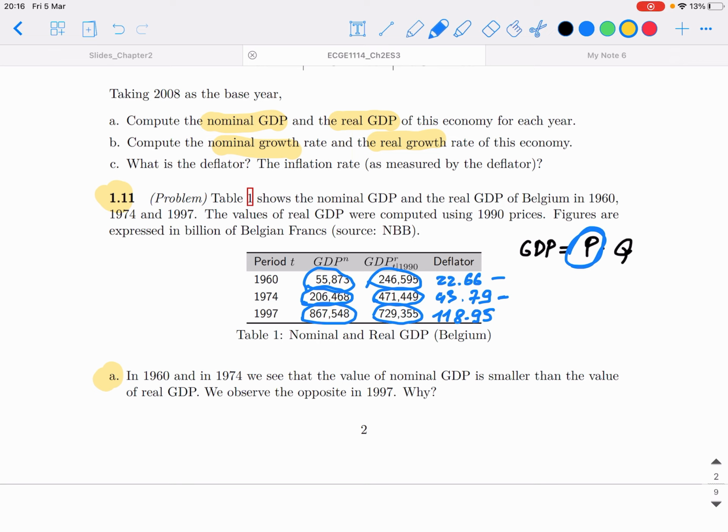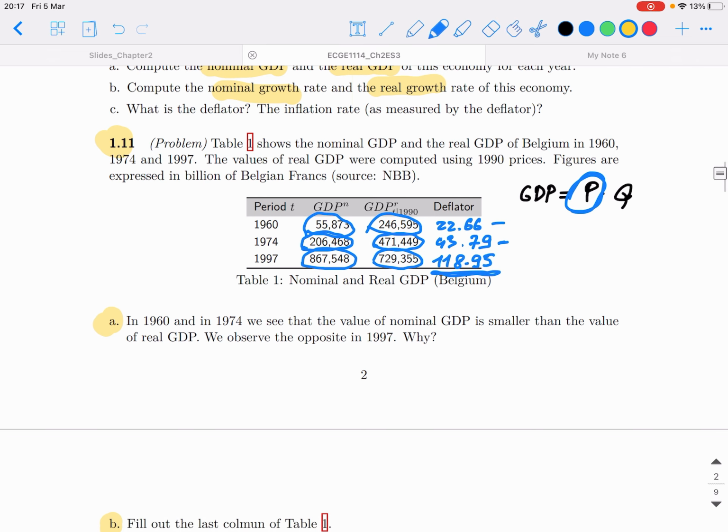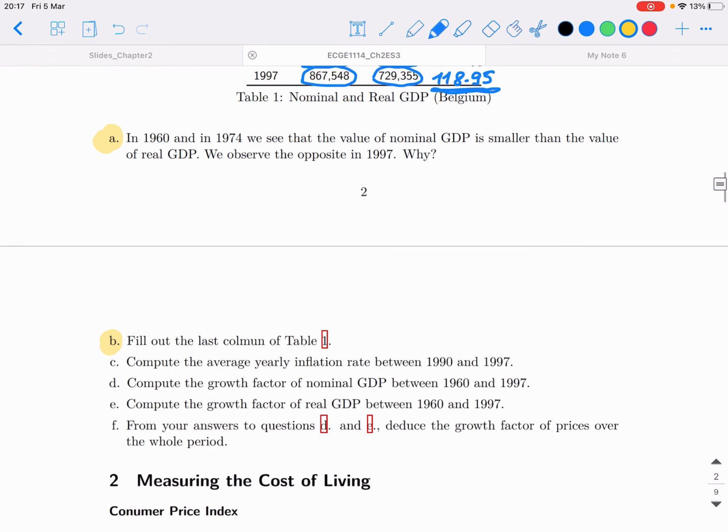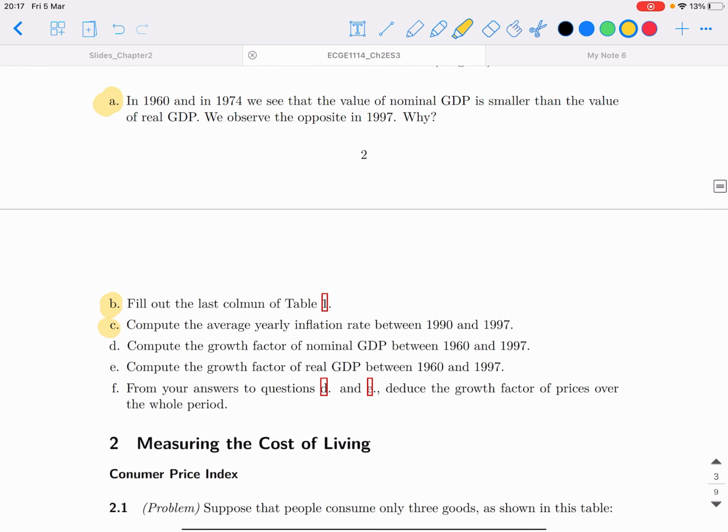So we see how low it was comparing to the year 1990, and we see that this one here is how much bigger it is, again comparing to 1990. And here we talk about the prices, so how much prices differed comparing to the year 1990.